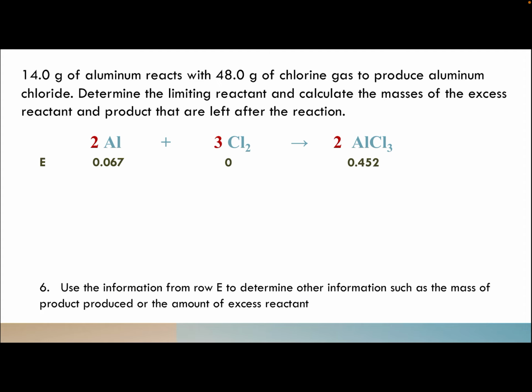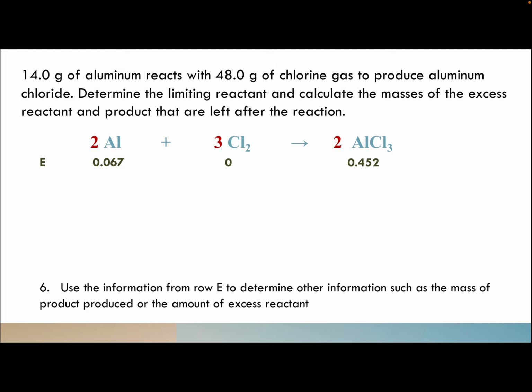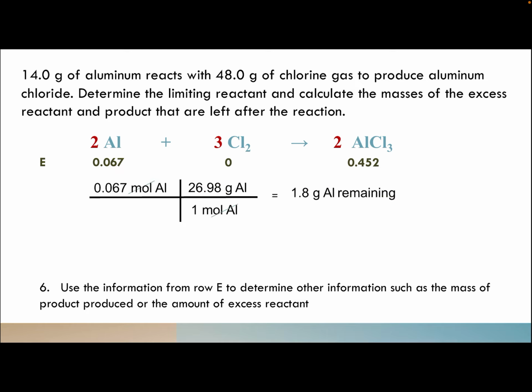All right, so now we can use our information from our E line to actually answer the question. So chlorine is our limiting reagent because there are 0 moles of chlorine left after the reaction. And then we're going to figure out the mass of our excess reactant. So that would be our aluminum. We'll take our moles of aluminum and use the molar mass of aluminum to convert our moles of aluminum into our grams of aluminum. And that will be our mass of aluminum that's left over after the reaction.